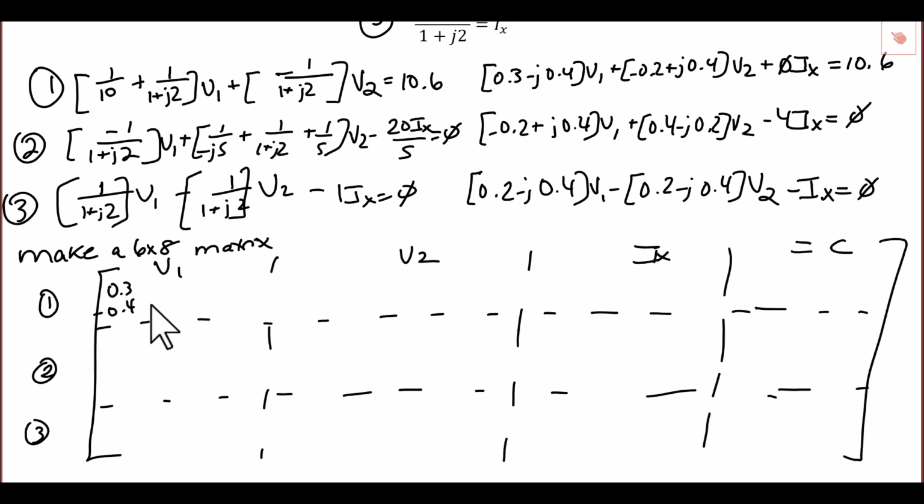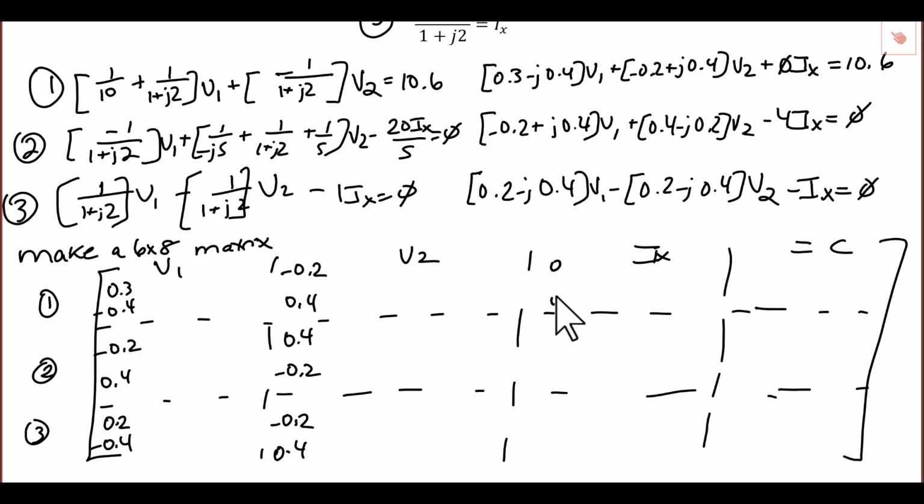negative 0.4, negative 0.2, 0.4, 0.2, negative 0.4. The third column is negative 0.2, 0.4, 0.4, negative 0.2, negative 0.2, 0.4. The fifth column is 0, 0, negative 4, 0, negative 1, 0. And the seventh column is 10.6, 0, 0, 0, 0, 0.